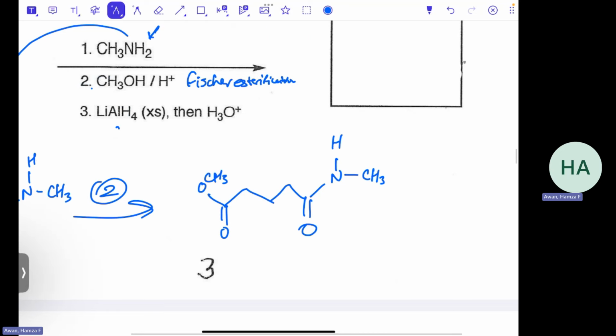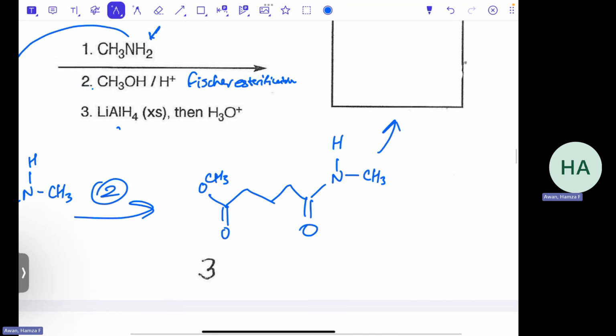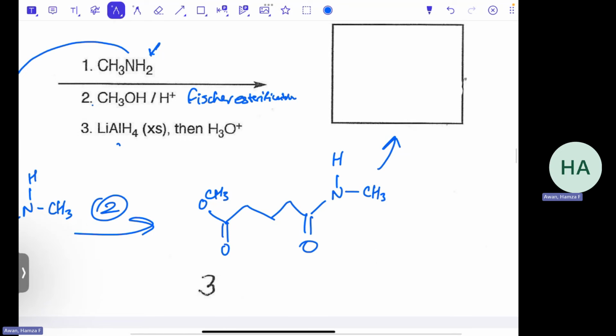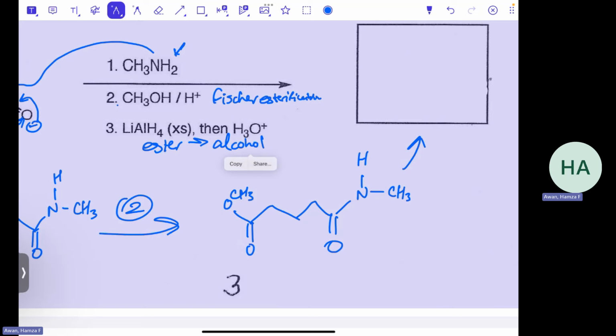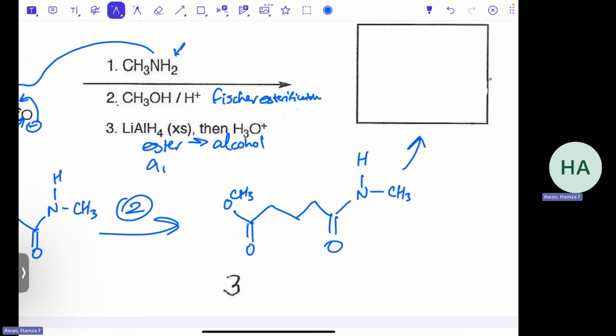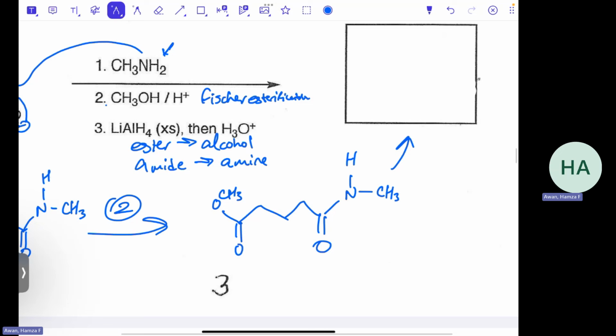And then our third step, LiAlH4, then H3O+. This is a strong reducing agent, and it's going to cause the ester to become an alcohol, and it's also going to attack the amide. What it's going to do to the amide is cause the amide to become an amine. It's going to get rid of the double bond O, and instead of having the double bond O and OCH3, the ester is just going to become OH.